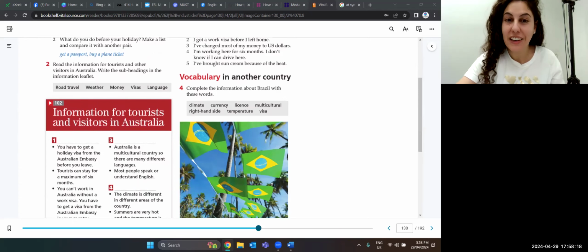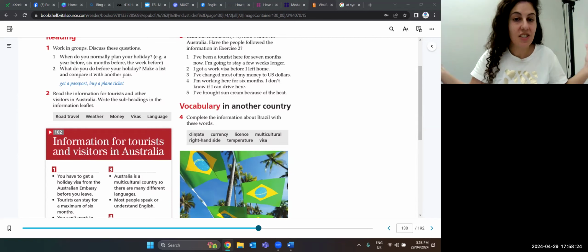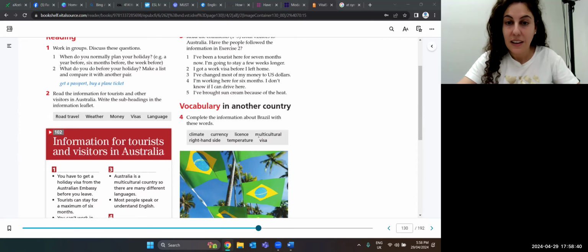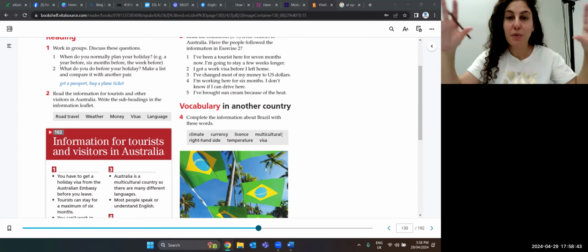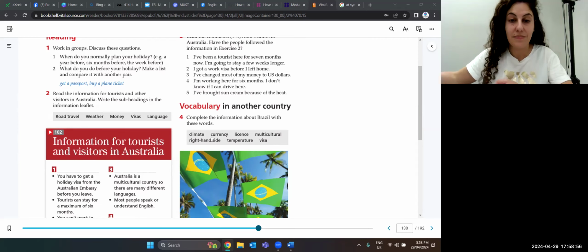Okay, let's talk about some vocab when we're in another country. Climate, we know climate is like the temperature. It's just another word for temperature. The currency, that's money, okay, that you use to pay something. License, so when you get a car license, driver's license. Multicultural, that means that there's people from lots of different cultures, from lots of different places in the world. Right-hand side, okay, that means that in Australia, we must drive on the right-hand side of the car.